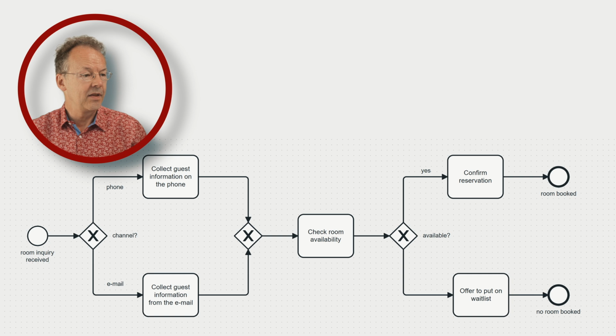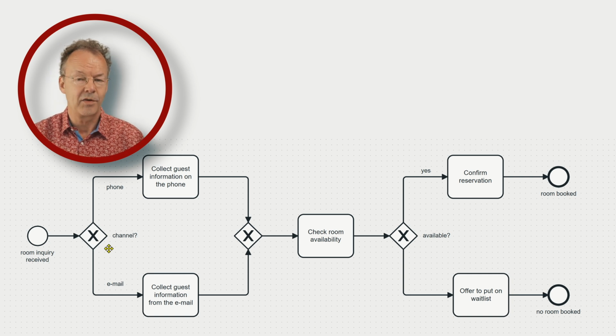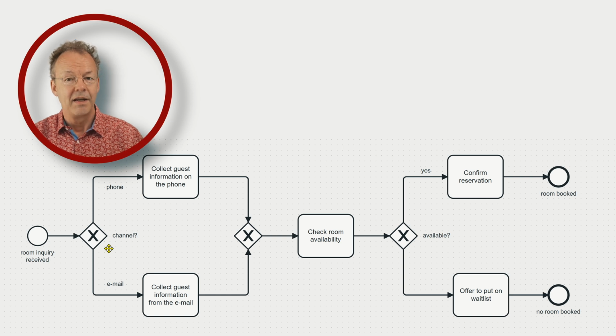So where's the problem here? The problem here is that the first XOR split doesn't really have a task in the process that leads to the decision. So who decides whether it's phone or email? There must be something like a task before that in order to do this XOR split.